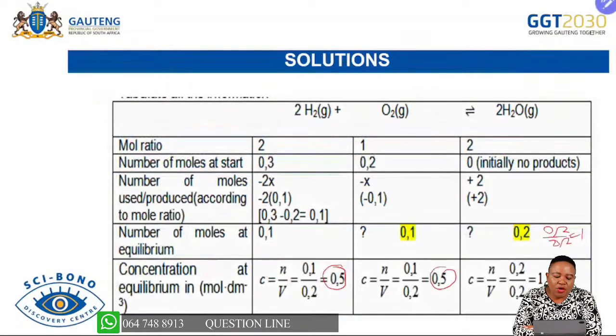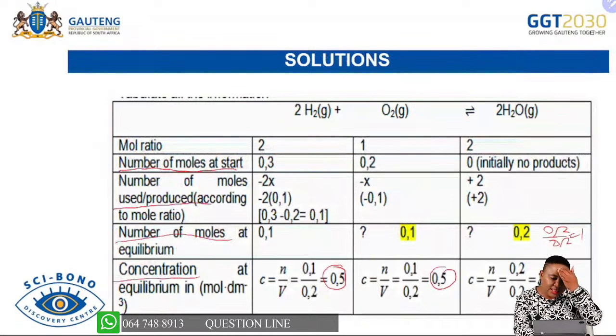But what I want to emphasize is that we need to make sure that as we are labeling our table, we label it correctly so that we know what each number represents on the table. So you can see here the mole ratio, and then number of moles at the start or initial, number of moles used or produced according to the mole ratio, and then number of moles at equilibrium and concentration at equilibrium, which is the one that we are going to use to calculate our equilibrium constant.